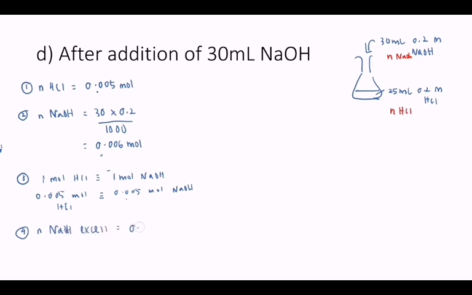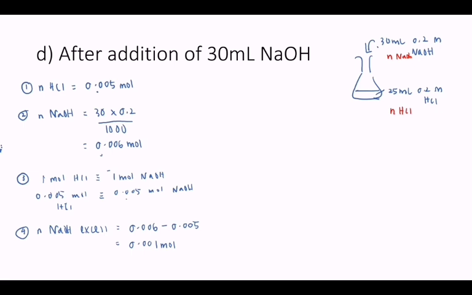So 0.006, okay, daripada 30 ml ni, 30 ml ni ada 0.006 minus 0.005 mol, so you will get 0.001 mol of NaOH. HCl is completely consumed and NaOH ada baki 0.001 mol.